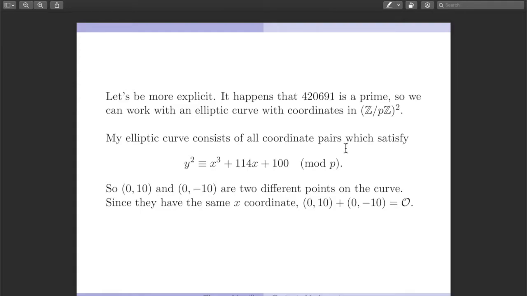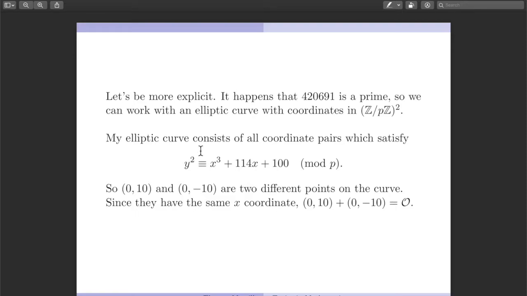So we're going to need a prime number to set our coordinate system. I have chosen the prime 420,691. That is a prime number. So that will be my p, my lowercase p, for my coordinate system. And I've also picked a formula for an elliptic curve. The points on the elliptic curve are going to be from the set (Z mod 420,691Z) squared.